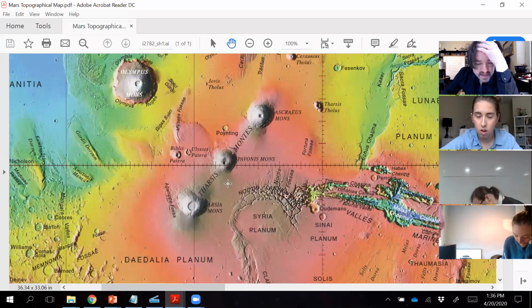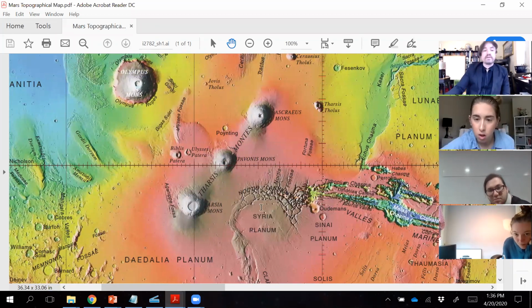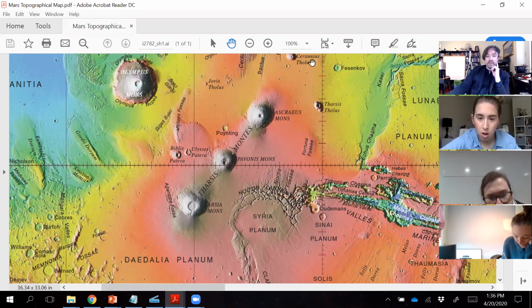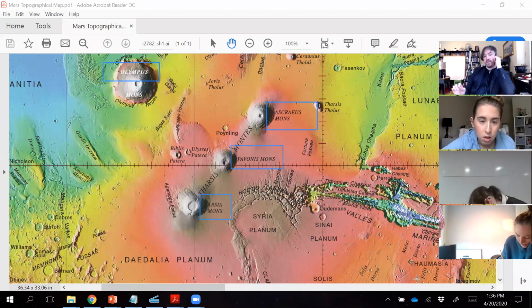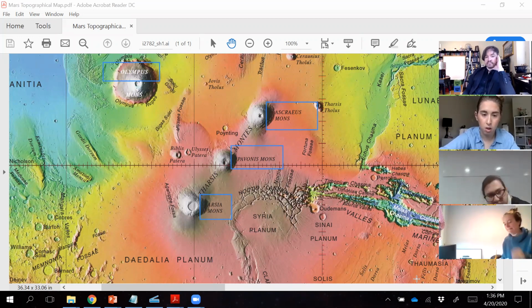And rather than me writing them down, I want you guys to write them down, okay? So just list those 4 volcanoes, and I'll circle them here. Annotate, draw a box. We'll write down the name Olympus Mons, Ascraeus Mons, Pavonis Mons, and Arsia Mons. So can you guys just jot down those 4 volcanoes for me?